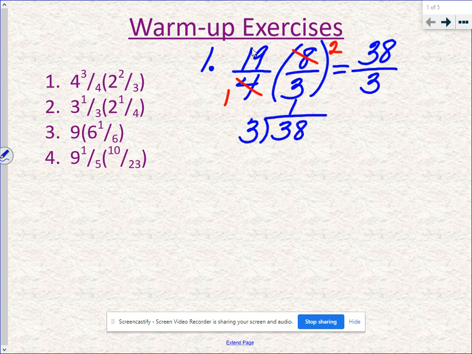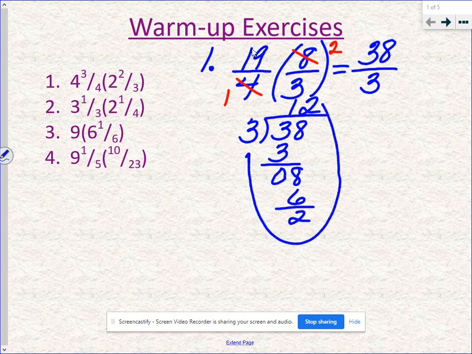3 goes into itself once. 3 goes into 8 twice. And we get 12 2/3 for problem number 1. Hopefully that went well for you.